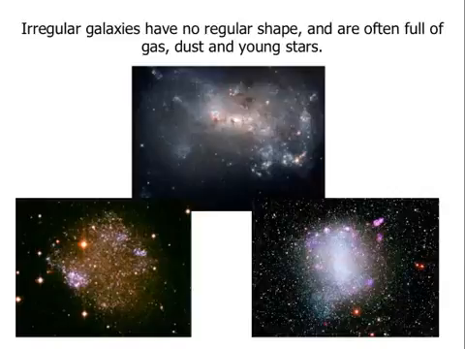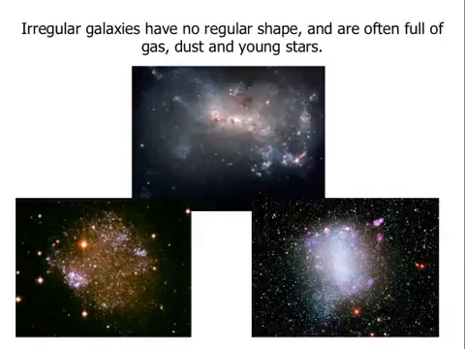The final major type of galaxy is called an irregular galaxy. These have no regular shape. That's where they get their name. Here you can see a galaxy in the lower left that looks sort of like a squarish diamond. The upper galaxy here is a neighbor of the Milky Way called the Large Magellanic Cloud.